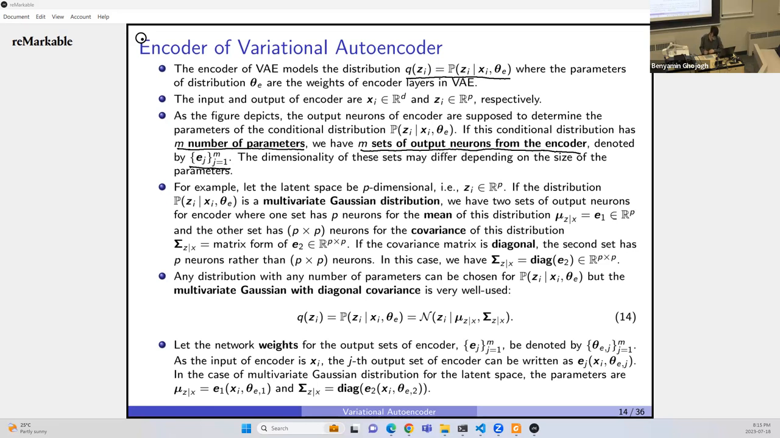Then let's denote the output of the encoder as E of J, for the jth set of the output, I mean the jth parameter. So we model P of Zi given Xi and theta E, assuming it's a multivariate Gaussian. Then we have the mean, which is p-dimensional. Let E1 be a p-dimensional vector. The covariance will be P by P, so P squared neurons. We don't need all of them because it's symmetric. Usually we use a diagonal, therefore we only need P neurons, which is the diagonal of the covariance matrix. Then after these are outputted from the encoder, the distribution of Zi given Xi is determined, and now I can sample from it.